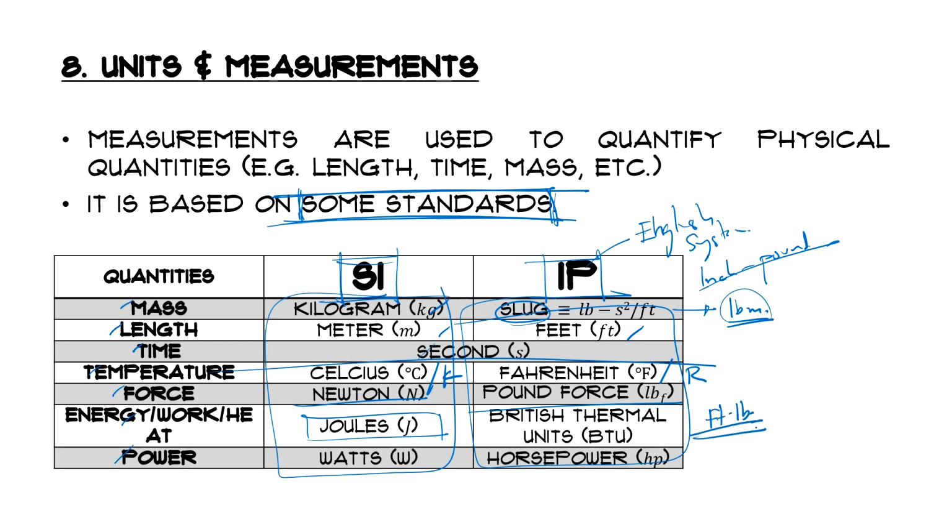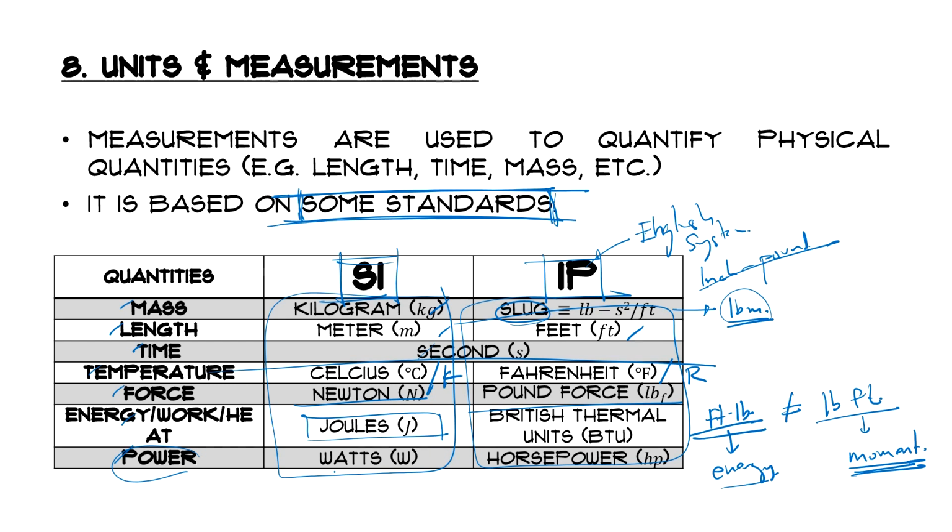Right, so foot-pound is a unit of energy as well. This is not the same as the pound-foot. The foot-pound is the unit of energy, while the pound-foot is a unit of moment. And then for power, that is the rate at which energy is used or done.